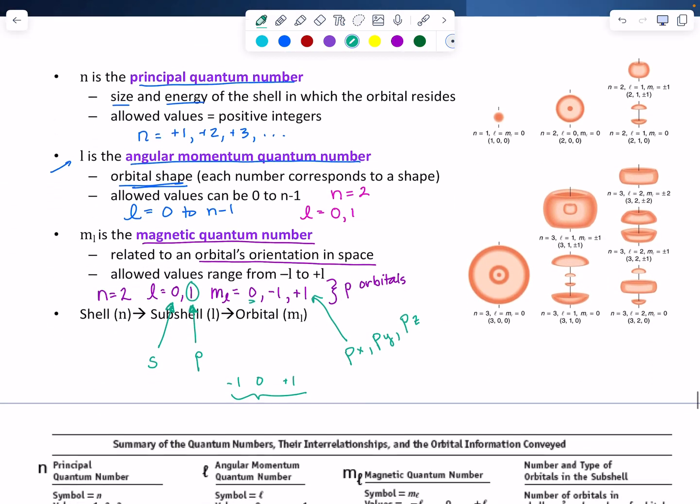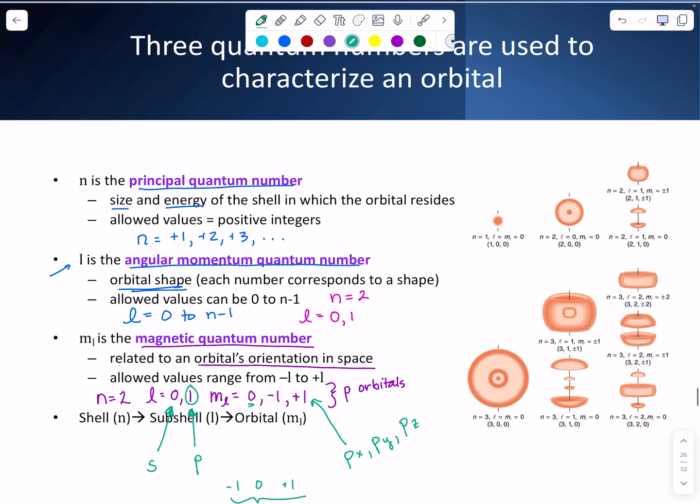All right, so when n is equal to 2, what this tells us is that when we have the second shell amount of energy, we have electrons in both s and p orbitals.